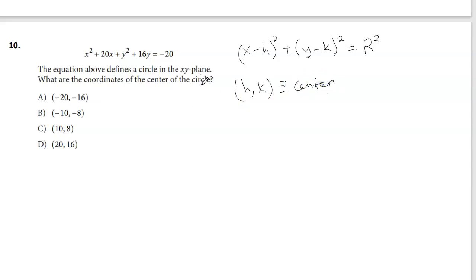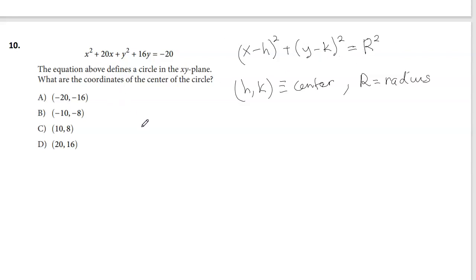Remember, we're talking about the circle in the xy plane. So in the xy plane, every point has coordinates, right? And r is the radius. And remember, in the equation, it says radius squared, right? Some students forget that. So here, what we do is we try to use completing the squares to rewrite this so that it looks like this, right? It looks like the Pythagoras equation that we've been given.